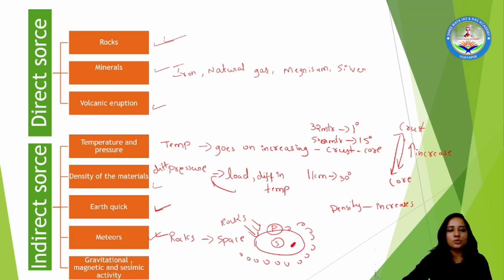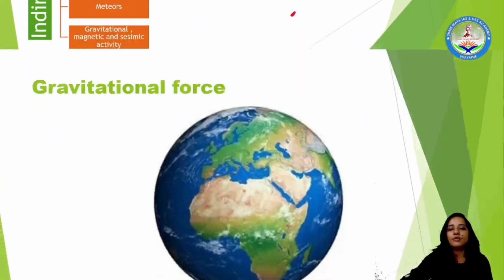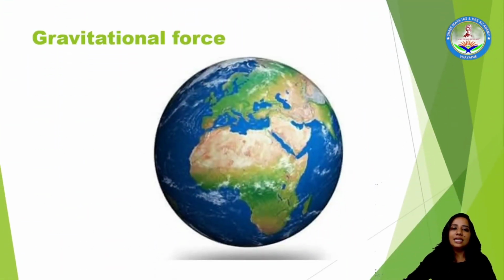One more indirect source is gravitational force and magnetic field. Seismic activity is nothing but the earthquake which happens, and we'll get to know about it later. Let's see some information regarding gravitational force. There exists a gravitational force in the interior part of the earth, and earth is not totally round in shape, but instead you can see that there is a bulge near the equatorial region, near 0 degrees latitude. There is the equator.